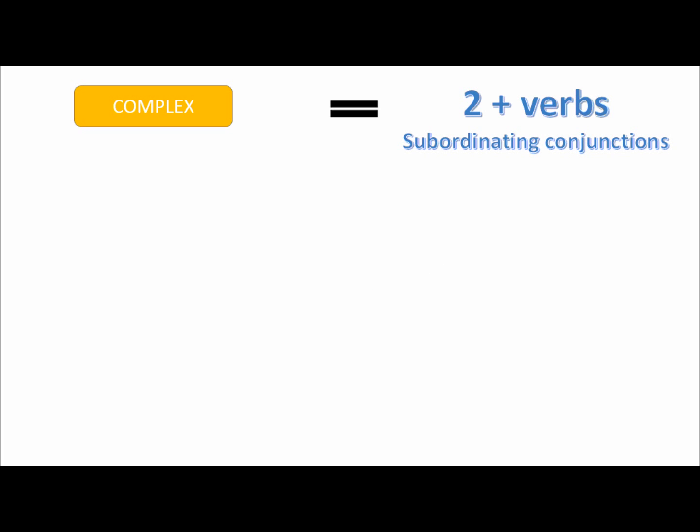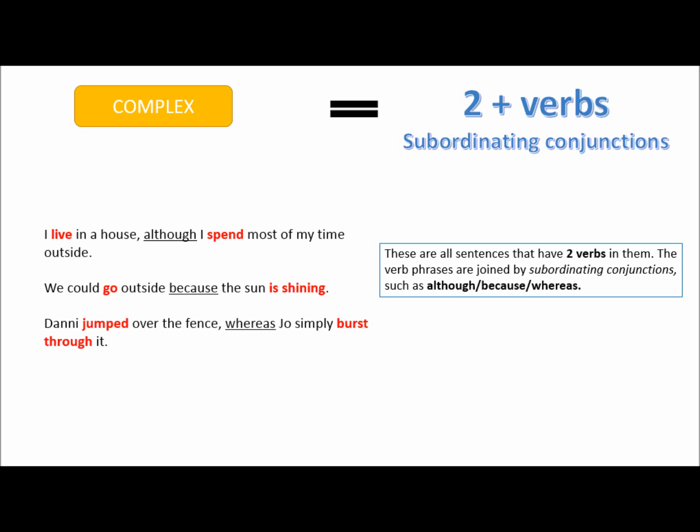Complex sentences have 2 or more verbs, with the phrases joined by subordinating conjunctions. For example, I live in a house, although I spend most of my time outside. We could go outside because the sun is shining. Danny jumped over the fence, whereas Joe simply burst through it. These are all sentences that have 2 verbs in them. The verb phrases are joined by subordinating conjunctions, such as although, because, whereas.